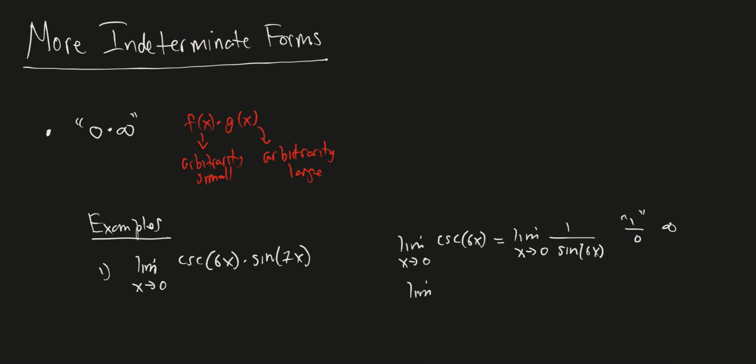Well, what happens to the other factor, the limit as x approaches 0 of the sine of 7x? Well, we know that the sine of 0 is 0.